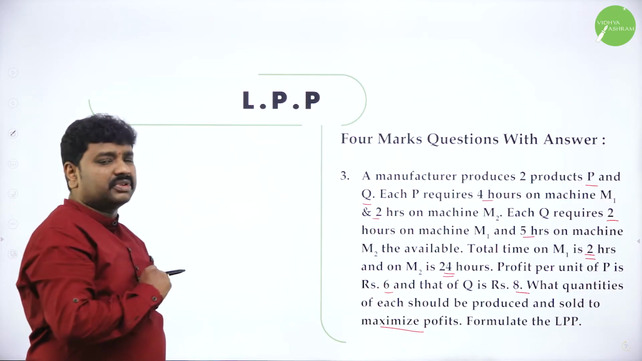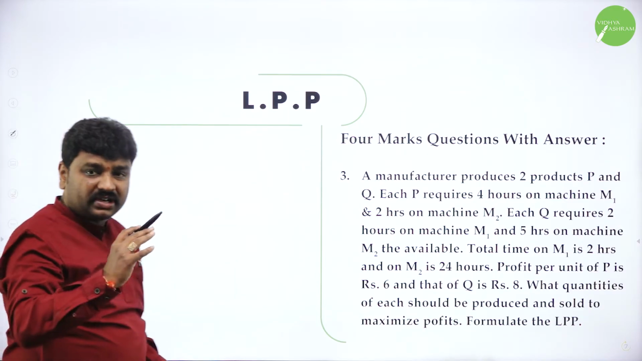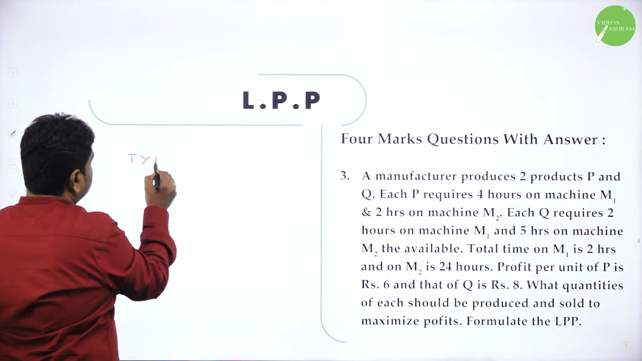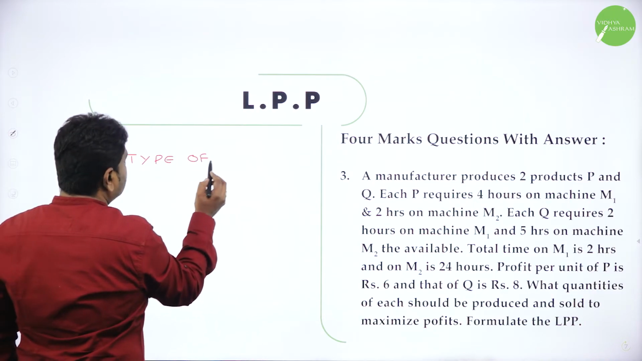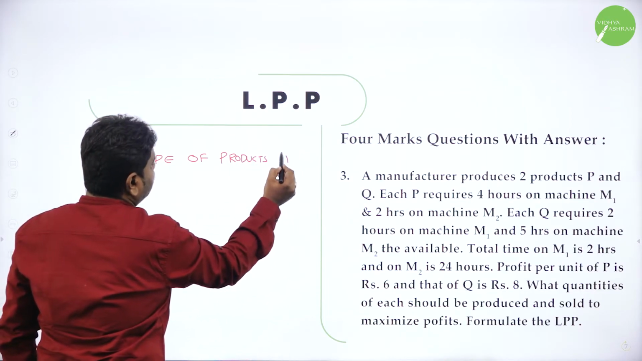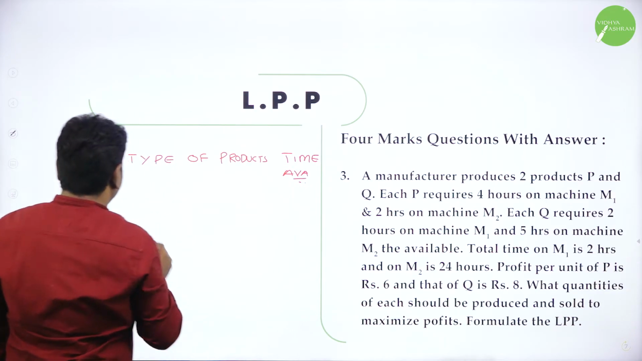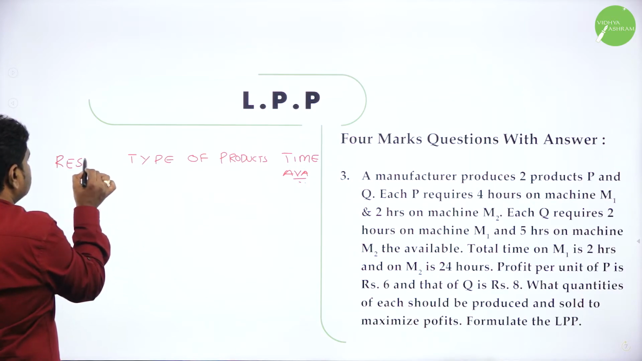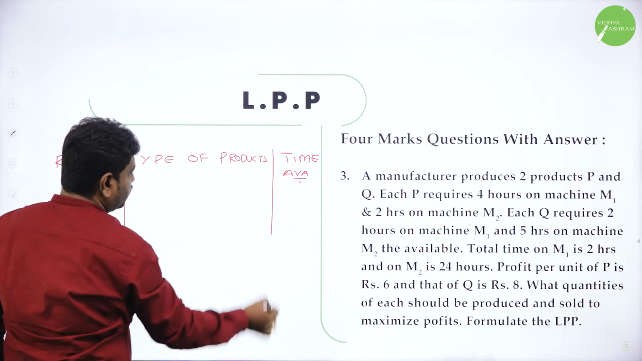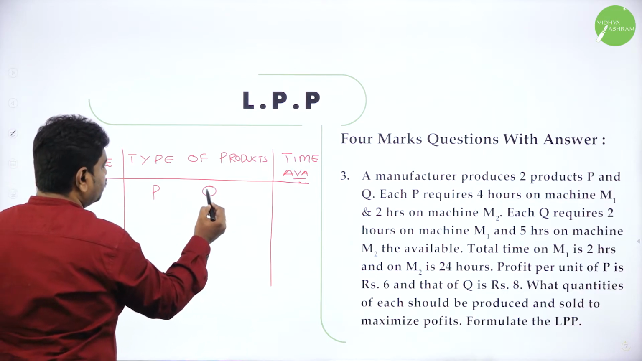See, when you read it, it is cumbersome. So what we'll do is make it into a table. This is a manufacturing problem. When you read, the problem is a little cumbersome, so I'll make a table. The first column contains the type of product, the type of products produced. For all manufacturing problems you can use this: type of products, time available, and resources. What are the resources? Type of product, resources. Now see, we are producing two types, P and Q.